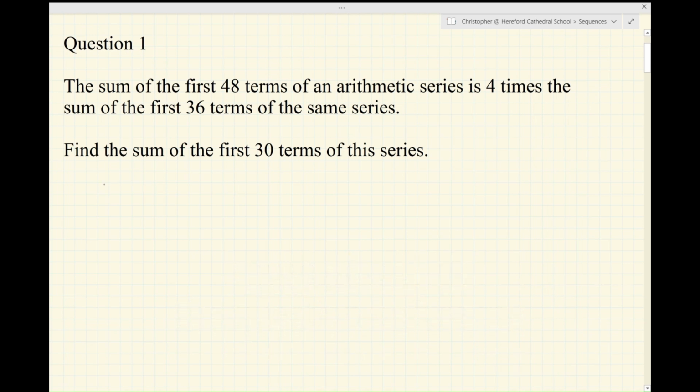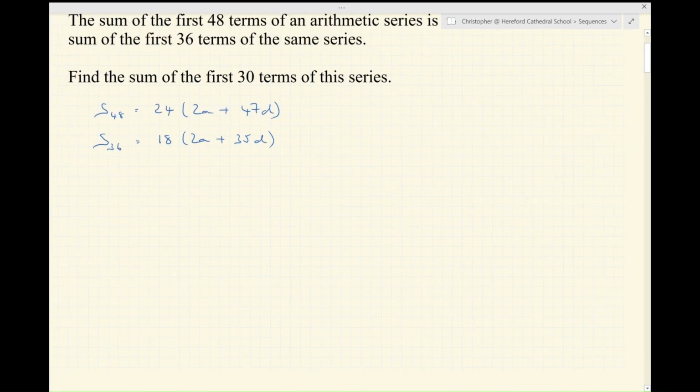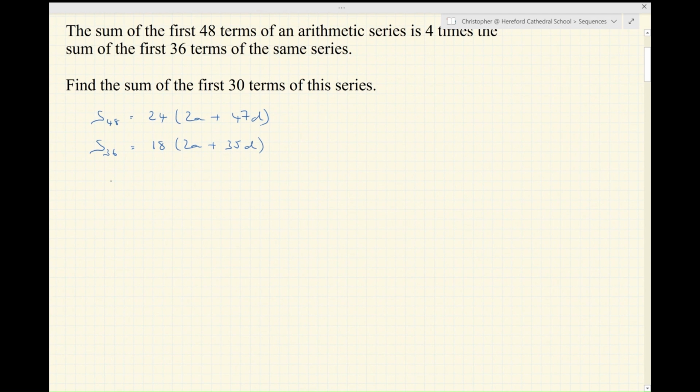So the sum of the first 48 terms, S48, is given by 48 over 2 multiplied by 2a plus (n minus 1)d, which is 24 times 2a plus 47d. And in the same way, the sum of the first 36 terms is 18 times 2a plus 35d. And we know that the sum of the first 48 terms, 24 lots of 2a plus 47d, is equal to 4 times the sum of the first 36 terms.